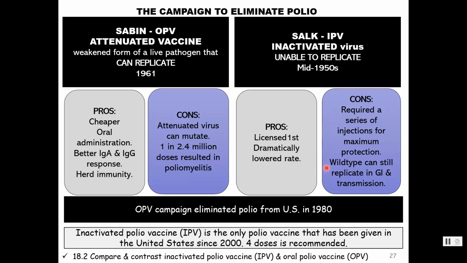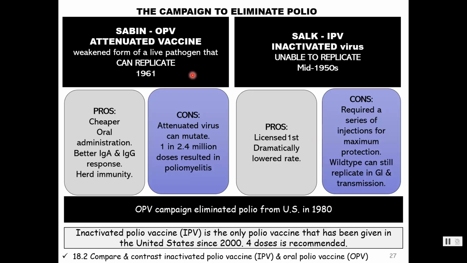The other problem too is when someone is exposed to the wild type, once it gets to the bloodstream, they have protection, but that virus can still replicate while it's in the gastrointestinal tract and be shed in the feces. So transmission was still possible.